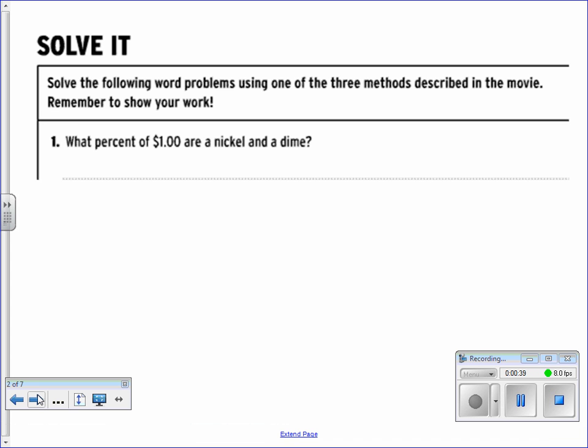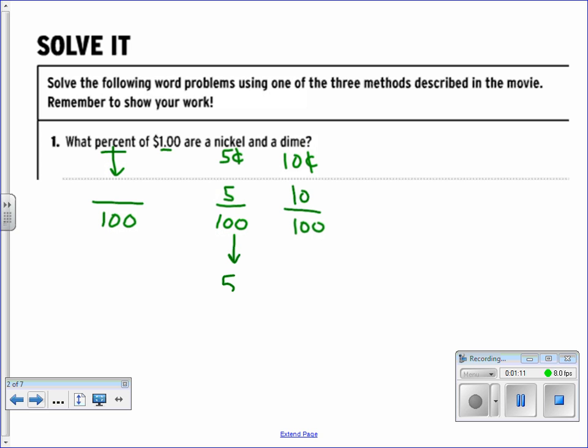All right, so the first one asks, what percent of a dollar are a nickel, which is 5 cents, and a dime, which is 10 cents? Right away, when I see the word percent, I know it means out of 100, which is good because a dollar is 100 cents. So a nickel is 5 out of 100. A dime is 10 out of 100, which are very easy percents. A nickel is 5%. A dime is 10%. Not all percent questions have to be hard.